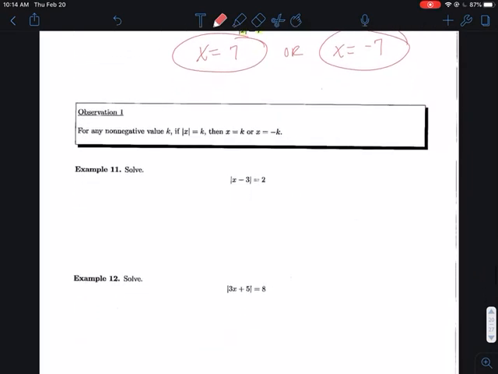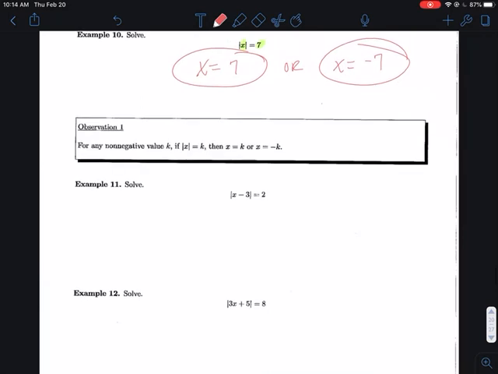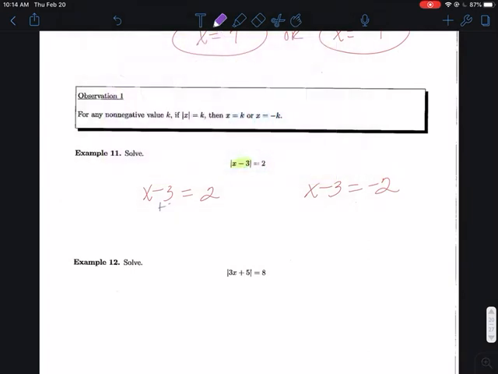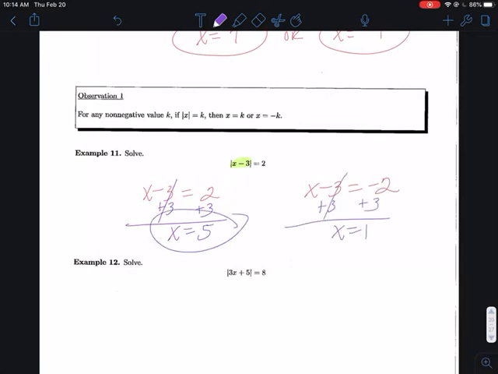All right. So now when I get down to example 11, what you have inside of this absolute value, this green stuff, whatever that green stuff is, it could be 2 or it could be negative 2. So that's how we set it up. We say this green stuff, which is x minus 3, could be a 2, or this x minus 3 could be a negative 2. So that's how you set up the equation to solve. I'm going to add 3 to both sides. X equals 5. Add 3 to both sides. X equals 1.